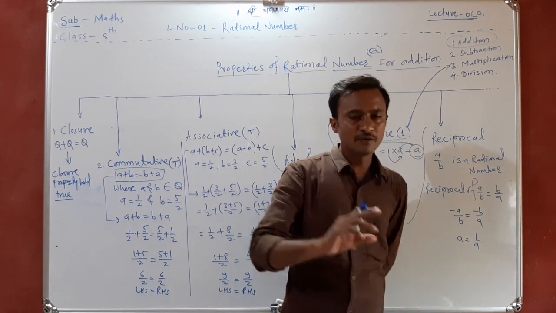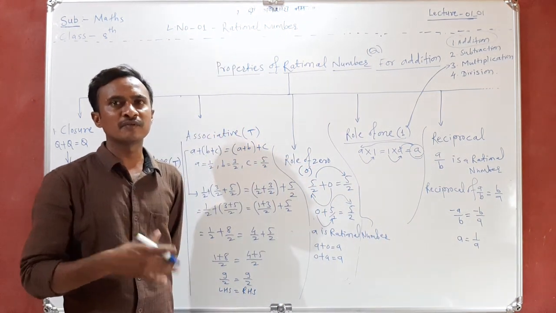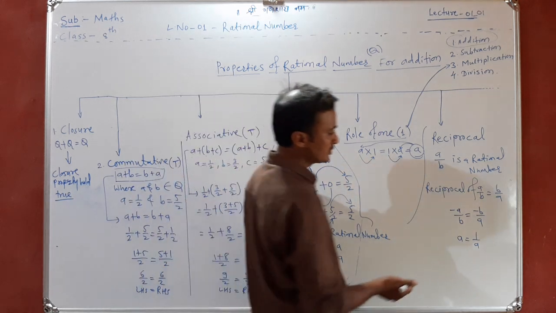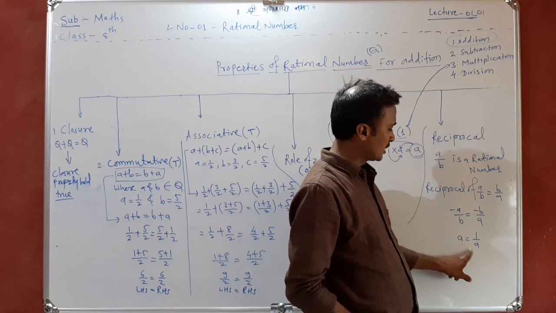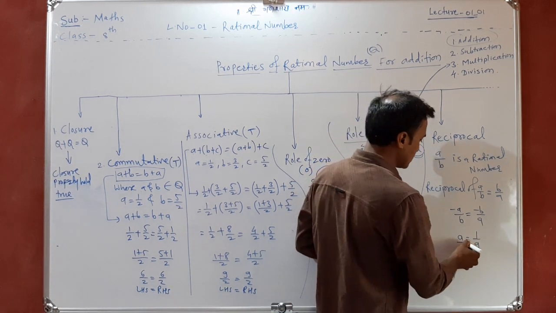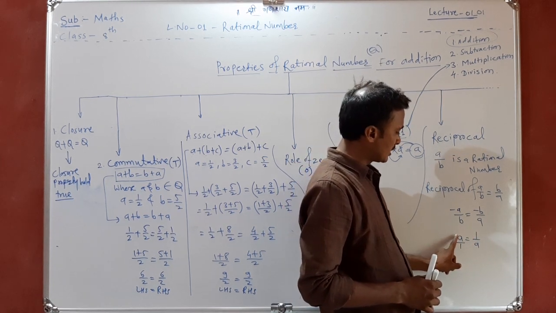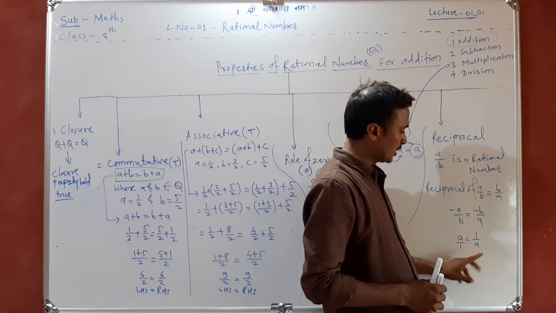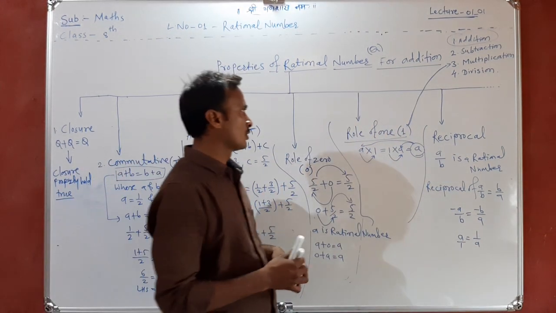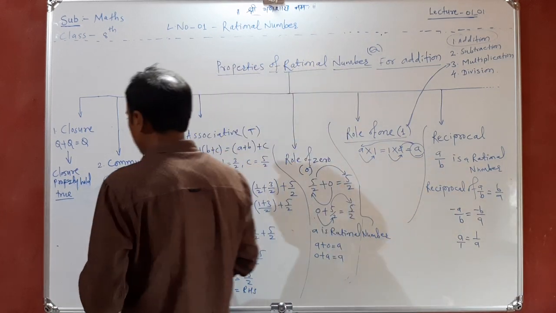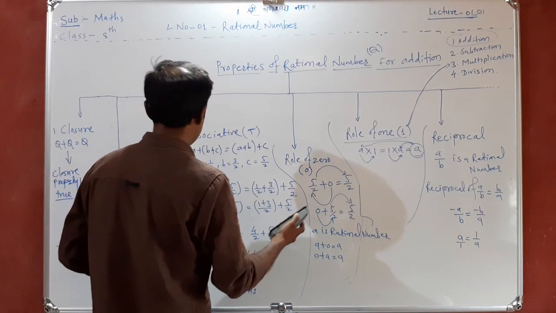Reciprocal means the numerator changes to the denominator and the denominator changes to the numerator. But sometimes only A is given, a rational number without a denominator. Then we consider 1 as the denominator; that 1 goes to the numerator and the numerator A goes to the denominator. Changing numerator to denominator is called the reciprocal. Now these are all the properties of rational numbers for addition.